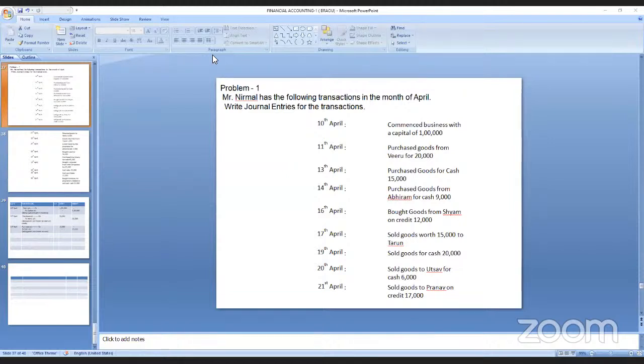Yes, Irfan and Amir, why are you raising your hands? Cash account. Yes, Mallikarjun.